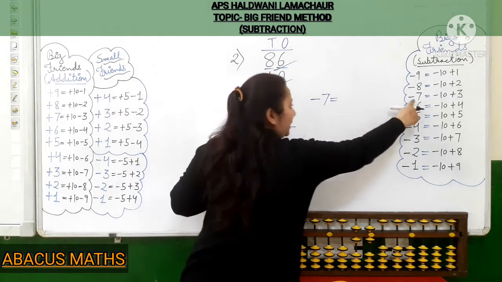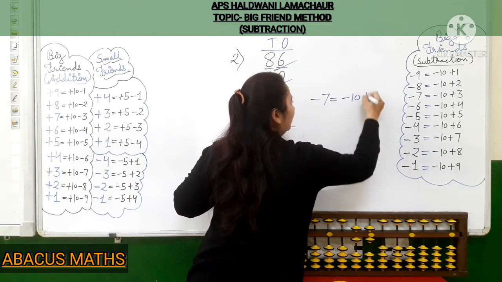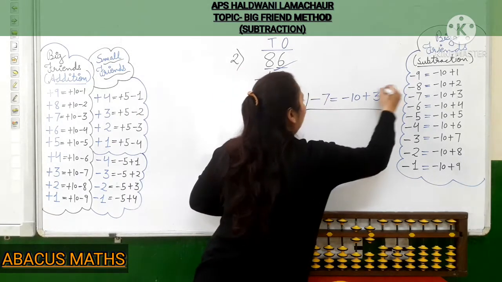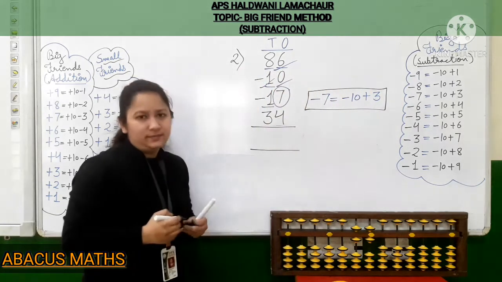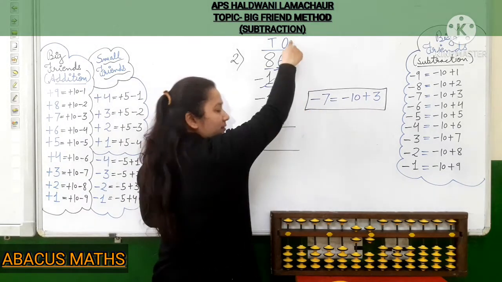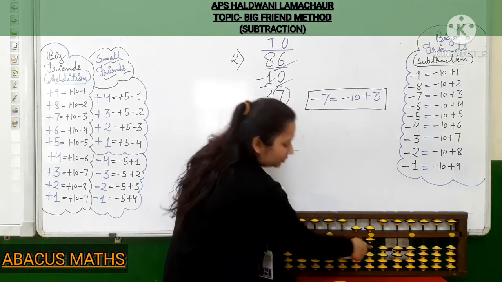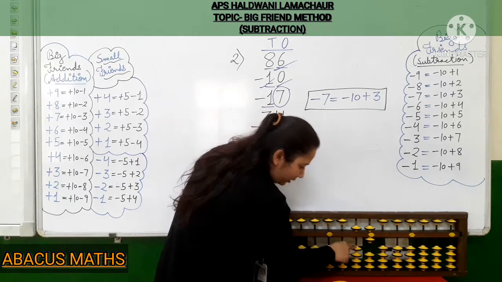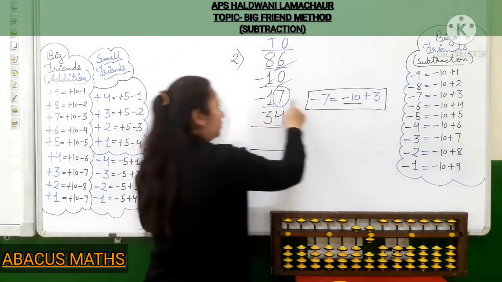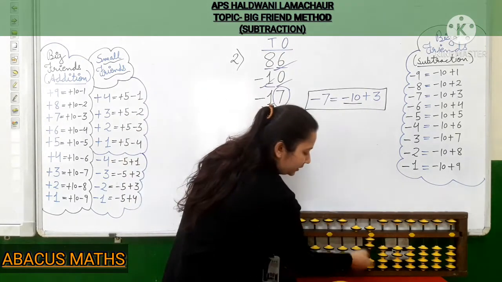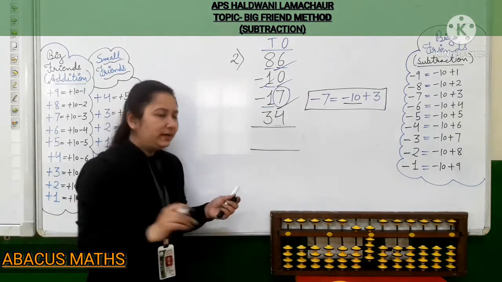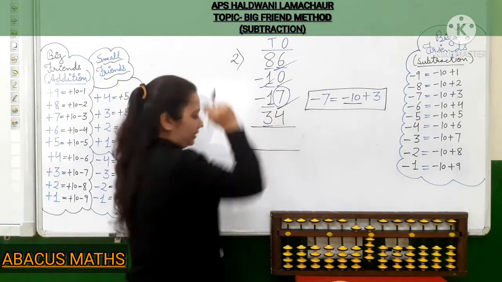Now you can see for minus 7 the formula is minus 10 plus 3. Do it. See, minus 7 you have to do in one rod, means this. So minus 10 you will do in here, one rod up, minus 10. And then 3 you have to add in the same rod. 1, 2, 3. And your 7 is subtracted. Fine. Now next add this 3 in tens rod.